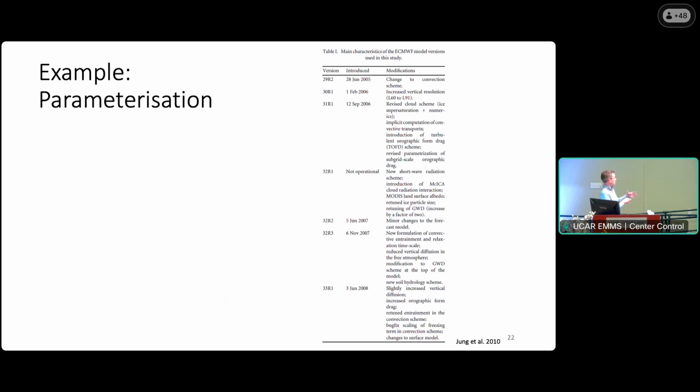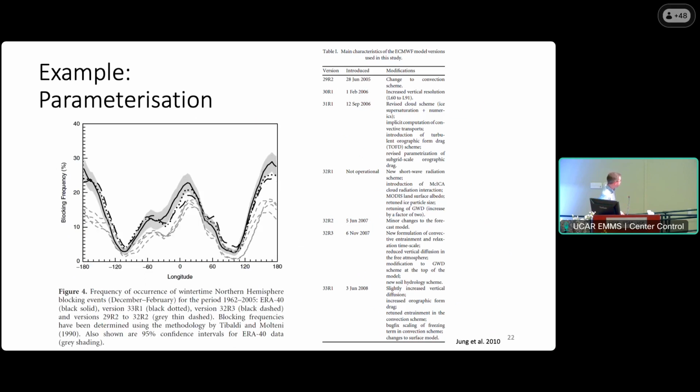This mixes many different things, so changes to the parameterizations, to the diffusion. And of course, if this changes every few months, you don't have a clean assessment of which one of these changes led to a particular change in model performance, like blocking, for example. But what the authors did in this study was rerun 40 years of reforecasts with the seasonal prediction model. And then they could actually pinpoint what improved the blocking as all these changes were made.